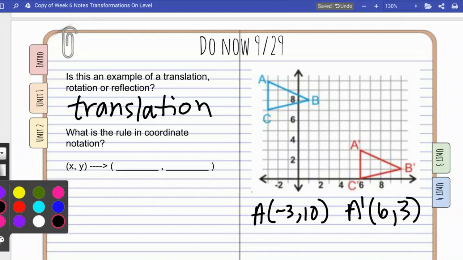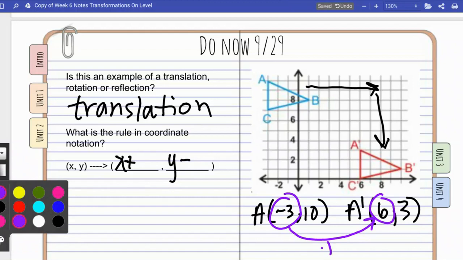So since this is a translation, we know it deals with X and Y. Well, it's going to the right and down, so that means we're going to add to the X's, but subtract from the Y's. And I'm going from -3 to +6. I'm adding 9. It's going to be X plus 9. And I'm going from +10 to 3. We're subtracting 7.